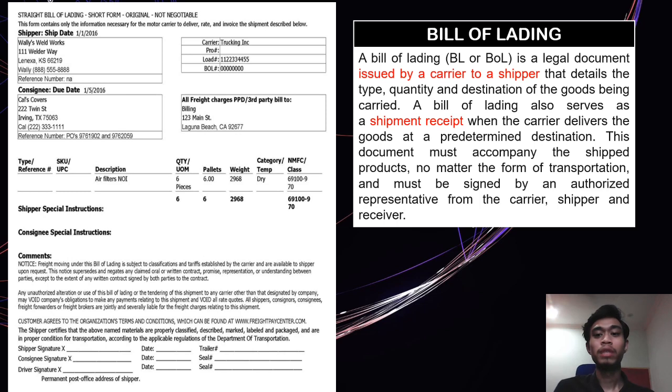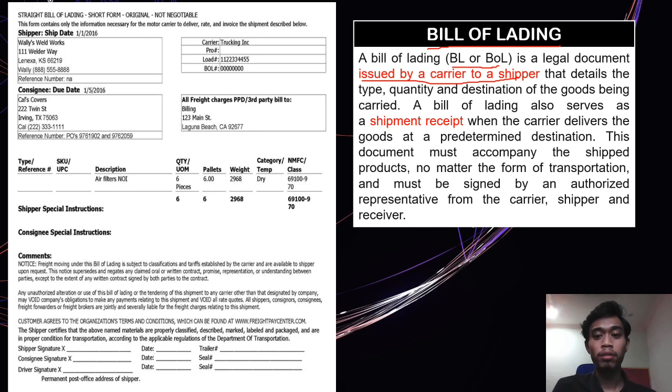Alright, so the next one is bill of lading. Okay, bill of lading ni is similar to the good delivery note, but it involves a third party. Okay, right? So what does it mean, a bill of lading? Okay, a bill of lading, BL or BOL, is a legal document issued by a carrier to a shipper. Alright, this one details the type, quantity, and destination of the good being carried. A bill of lading also serves as the shipment receipt when the carrier delivers goods at the predetermined destination.